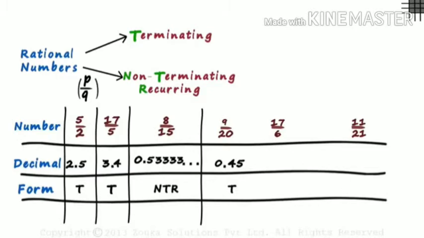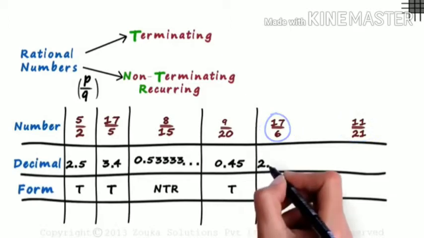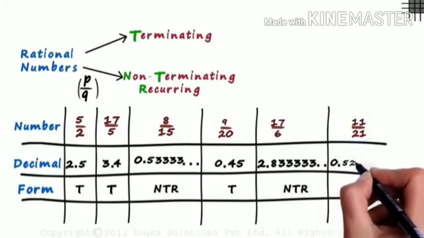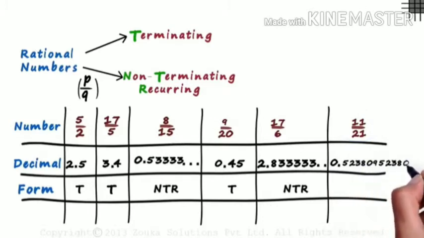So what we are doing here is calculating the decimal value of all the numbers and classifying them into terminating and non-terminating recurring decimals. Only 2 more numbers remain. 17 by 6 equals 2.83333 and so on. So it gets classified as a non-terminating recurring fraction. And 11 by 21 equals 0.523809, 523809 and so on. This part is repeated, so it's a non-terminating recurring fraction.